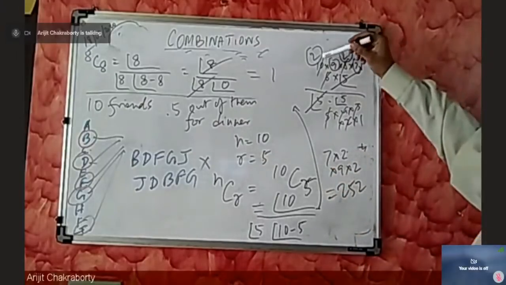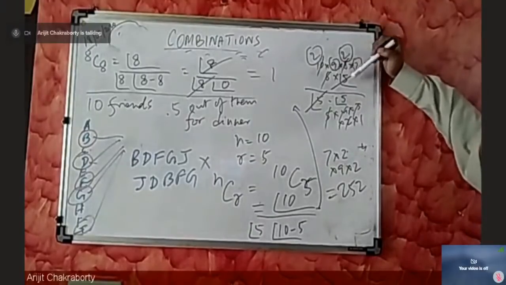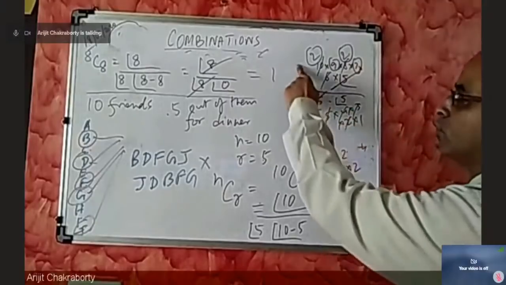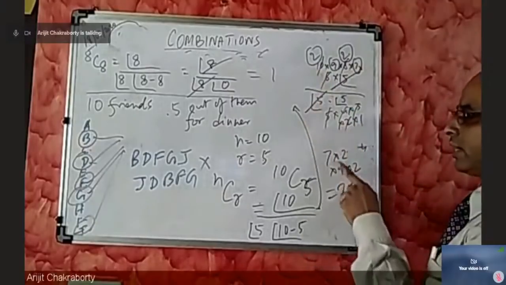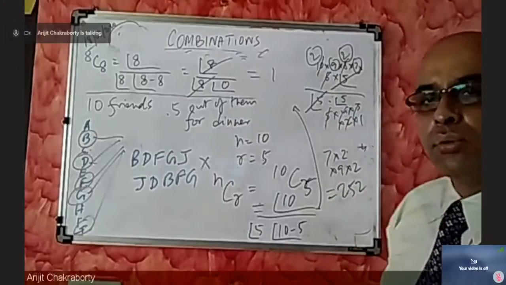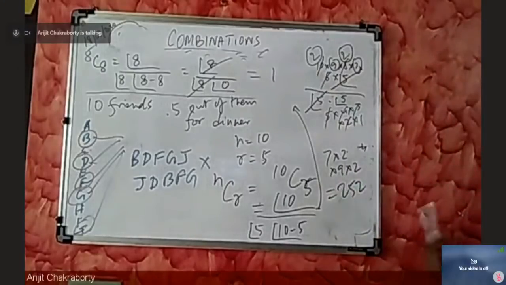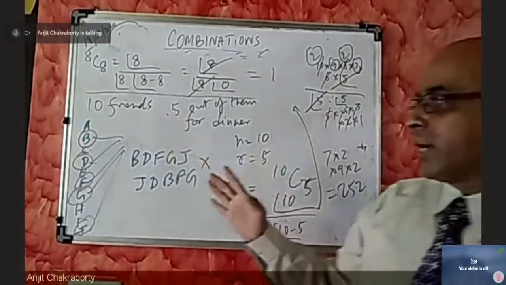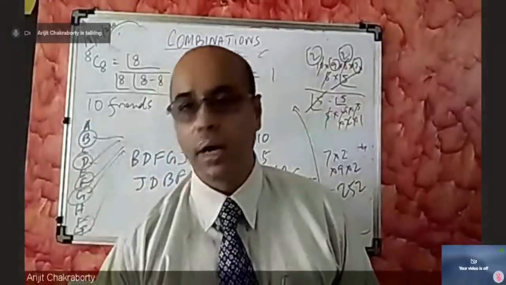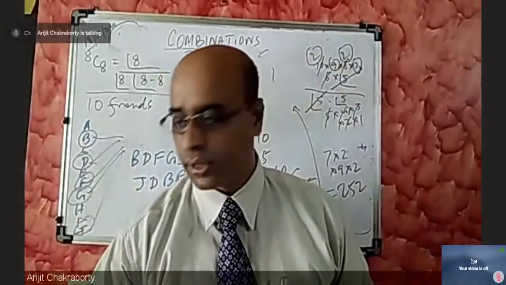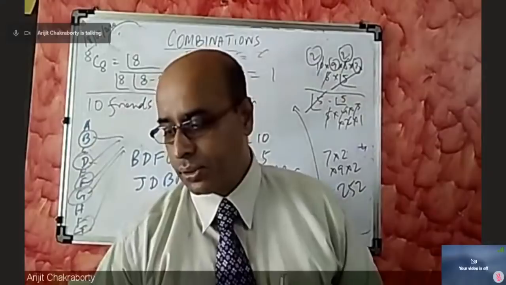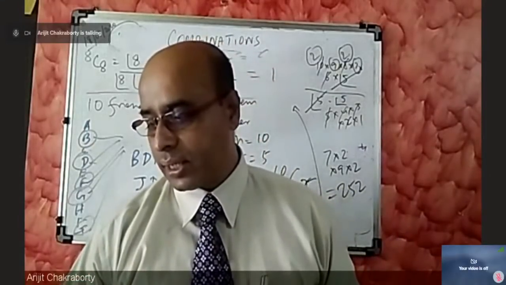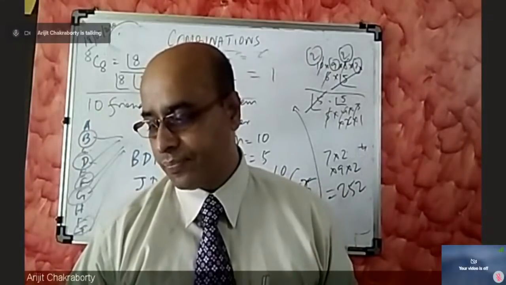Yes, 252. 7 into 9 into 2 into 2. Okay. So we are having 10 into 9 into 8 into 7 into 6 into factorial 5. We are cancelling factorial 5 from numerator and denominator. So we are getting 7 into 2 into 9 into 2, which gives you 252 ways of inviting any 5 friends out of 10 friends to your house for dinner. Okay. So this is, I think, clear, and we are using the same formula. And now we take some more analysis.